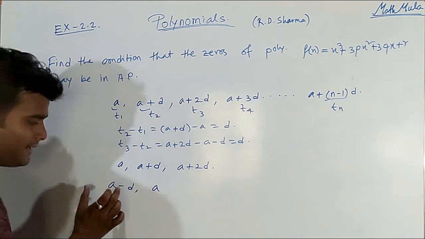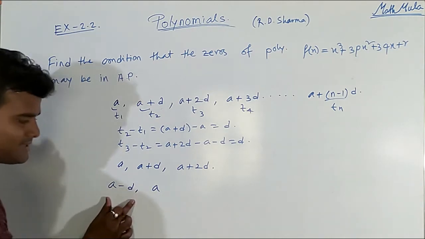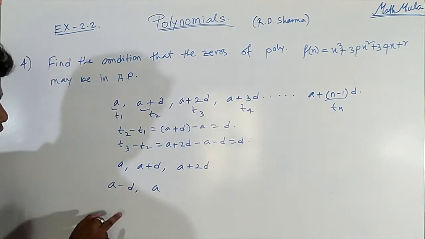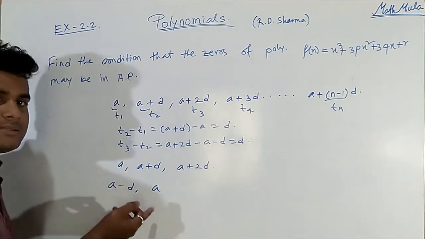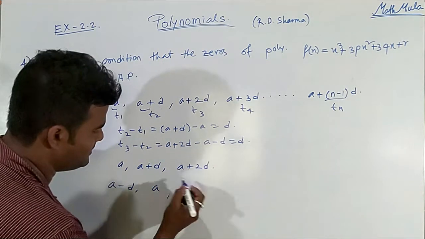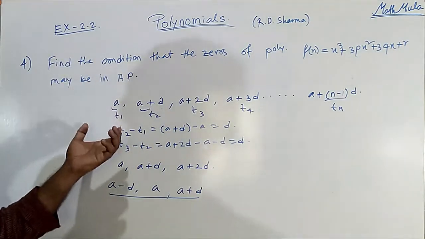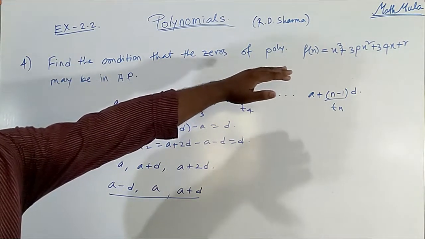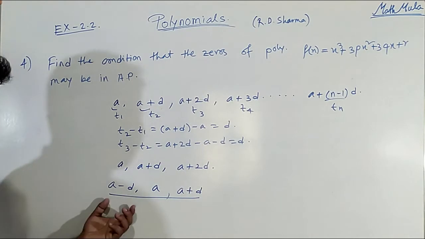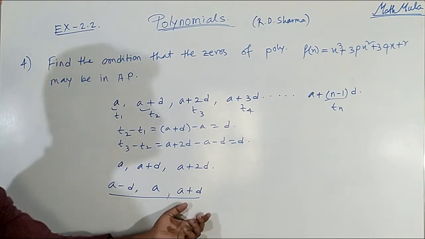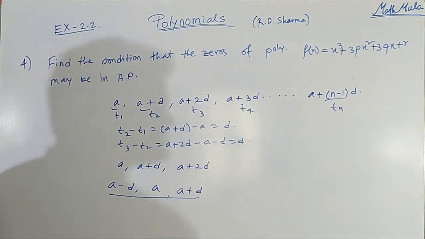Now, first we let the first term be a minus d. Then the second term will be a minus d plus d, that is a, and the third term will be a plus d. If we let the zeros of the cubic polynomial be in this order, a minus d, a and a plus d, then it will help us to solve this sum in an easy way. Okay, now let's go and solve this sum.